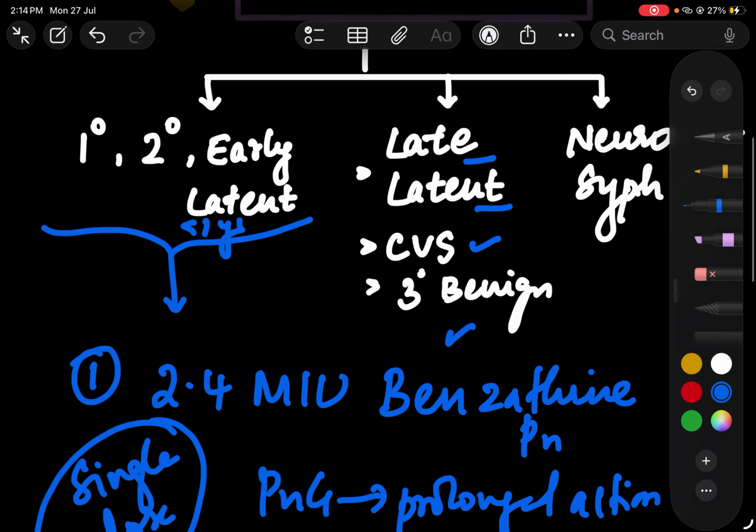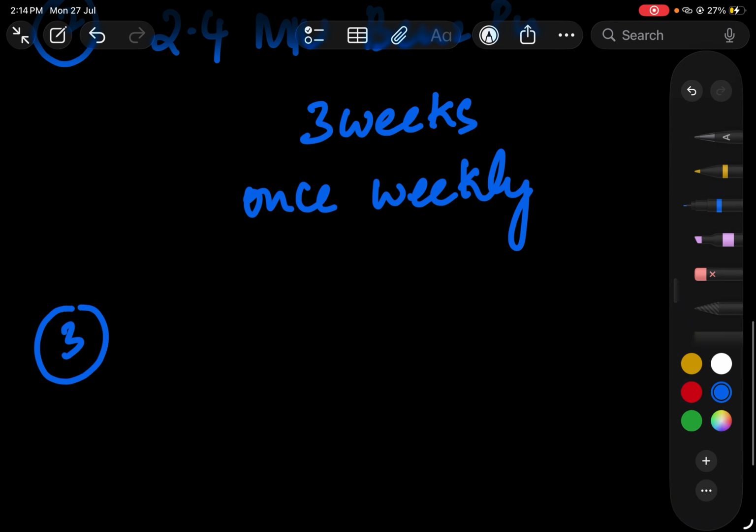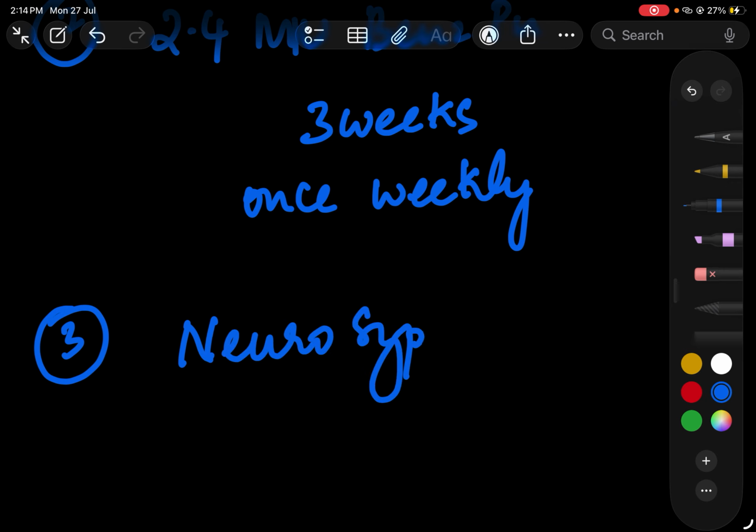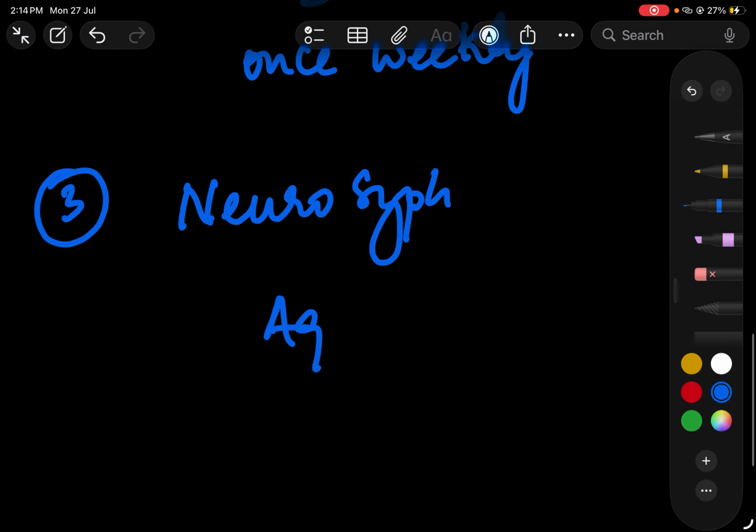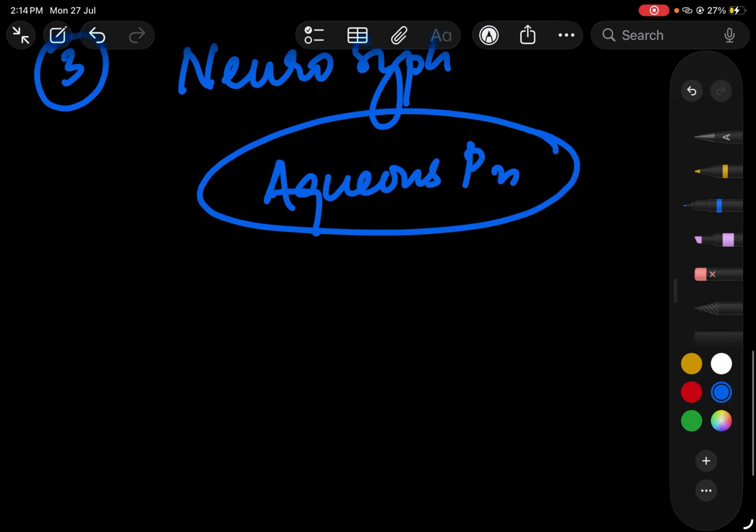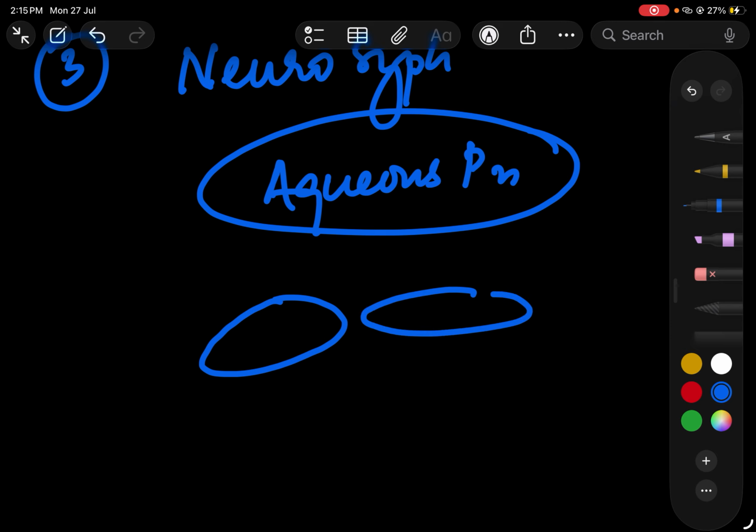Now moving on to neurosyphilis. For neurosyphilis, the dosage is totally different, and the drug given here is aqueous penicillin. So why aqueous? Now there will be a question. Although the blood-brain barrier allows only lipid-soluble molecules, why do we switch over to aqueous penicillin?